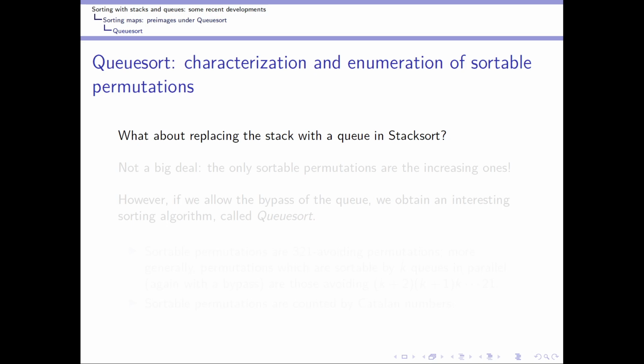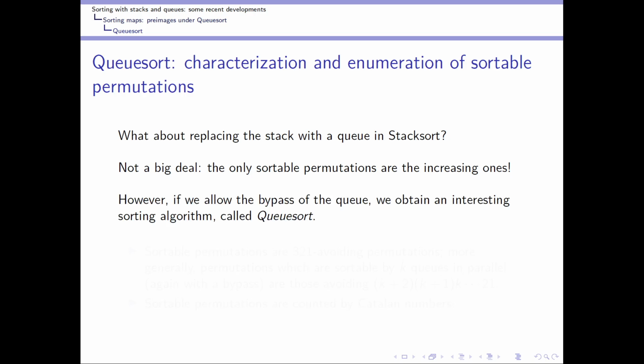As I promised, this is something concerning the study of preimages under a certain sorting map. So the sorting operator that we will now consider is what we obtain from the classical stack sort algorithm by replacing the stack with a queue. What happens if we do it? Well, we obtain a not very interesting algorithm, because in this case the only sortable permutations would be the identity permutations. However, if we allow one more operation, which is the bypass of the queue, we in fact obtain a rather interesting sorting algorithm, which is usually called Q-sort.